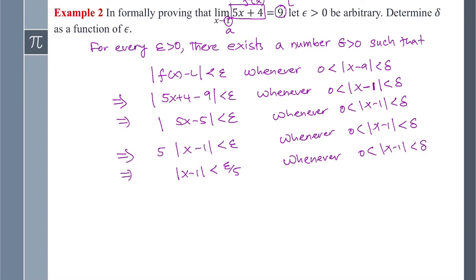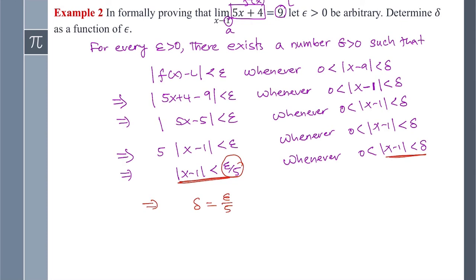Now, what we see here is this inequality is the same as this inequality here. Okay, so the absolute value of x minus 1 is less than delta, and the absolute value of x minus 1 is less than epsilon over 5. So that means we can say this is delta. Okay, so this implies that delta equals epsilon over 5. So we can write delta as a function of epsilon, epsilon over 5.